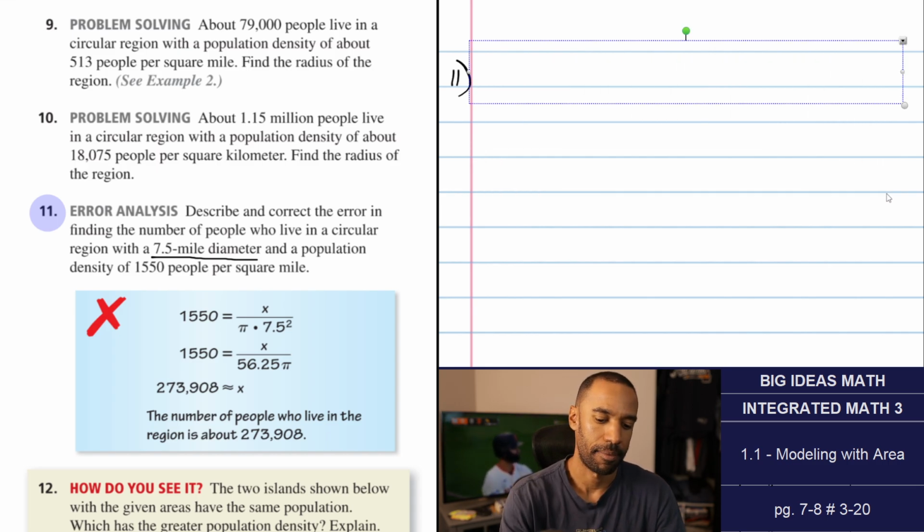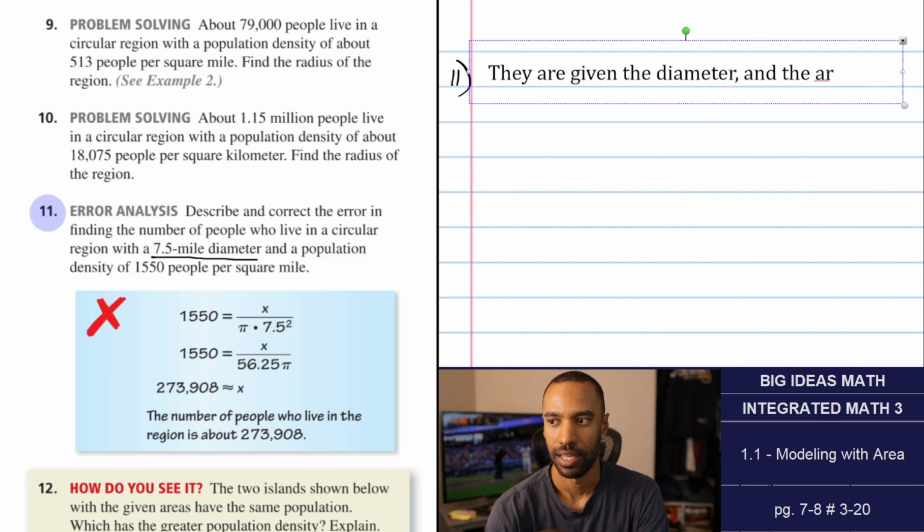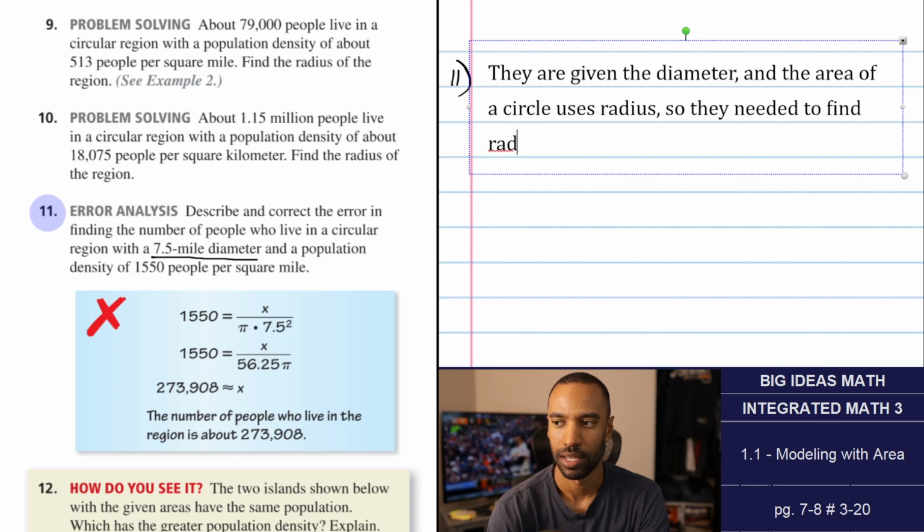They are given the diameter, and the area of a circle uses radius. So they needed to find radius.